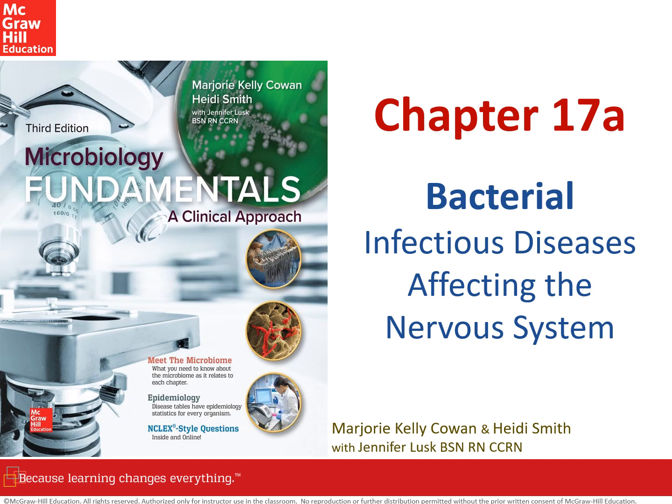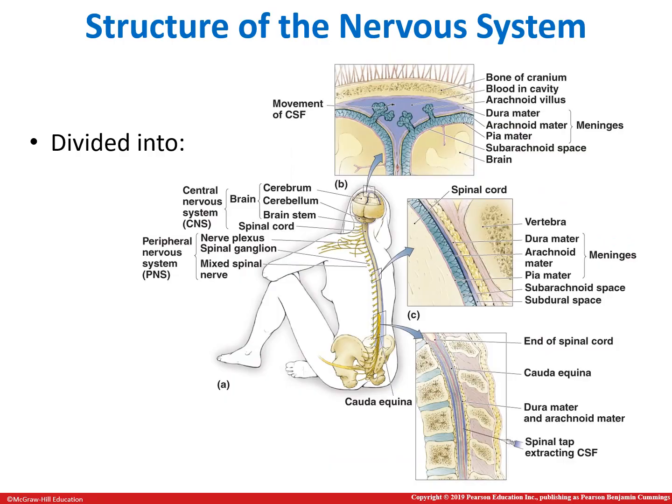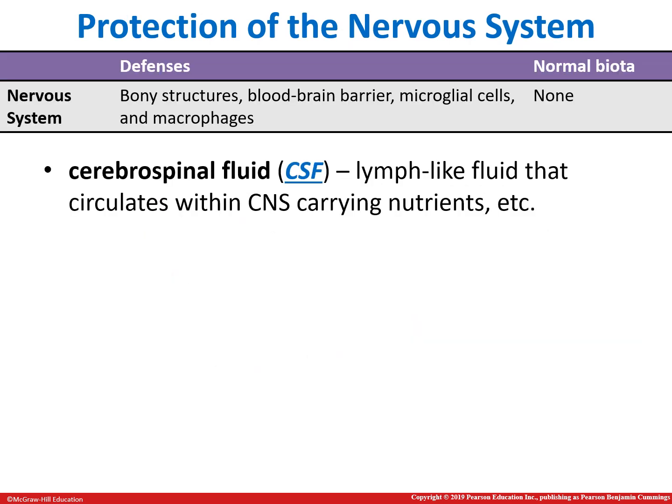So in this lecture, we're going to look at the bacterial diseases that can affect the nervous system. And if you recall, bacteria are the ones that can produce toxins. So most of the infections we're going to talk about are going to be toxin-based. Recall from anatomy that the nervous system is broken up into primarily the central nervous system, which is the brain and spinal cord, and the peripheral nervous system, which involves your spinal nerves that go out and communicate with the rest of the body.